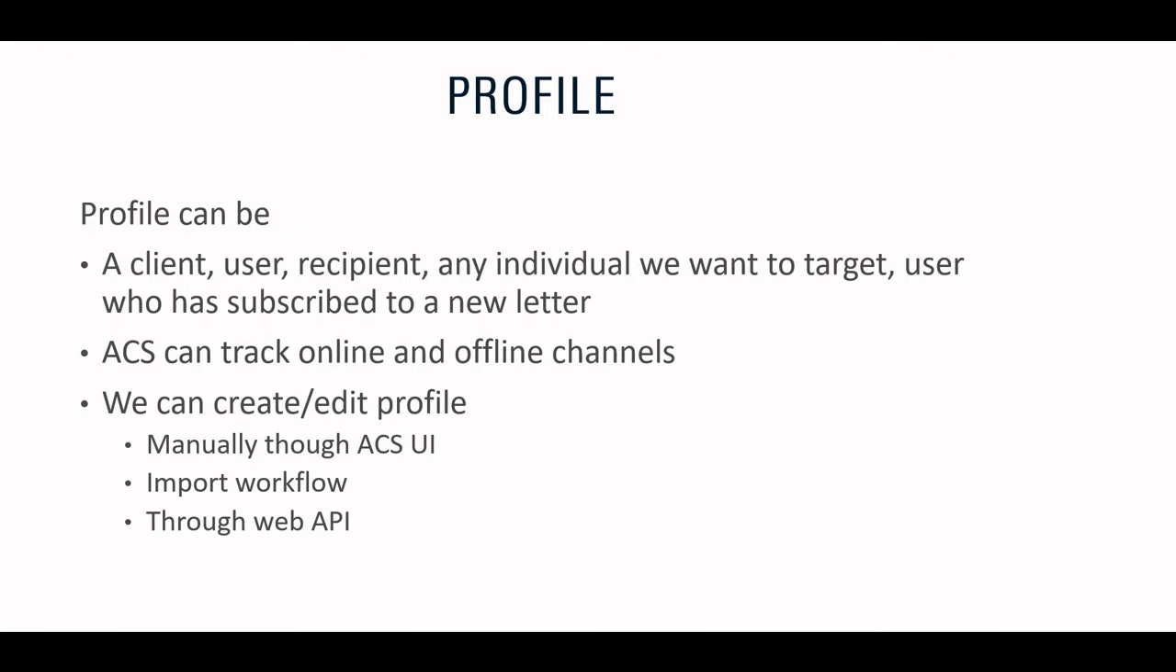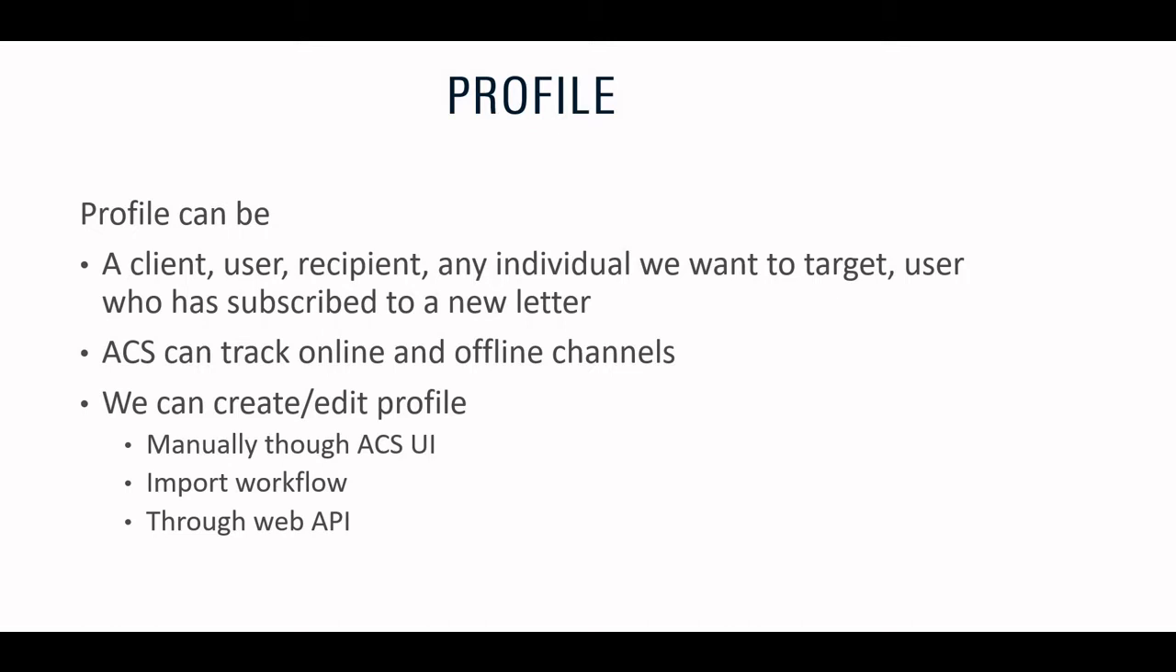We have already talked about it, and there are three options through which we can create a profile. One way, we will go to the ACS UI and create a profile. I will tell you how we can do that. Another way will be importing workflow, and the third way will be through web API. For example, you have a web application and you are giving users an option to sign up to a webinar or to your website, and then you pull this data and, using web APIs, create a profile. That option is also available. So using three ways we can create a profile.